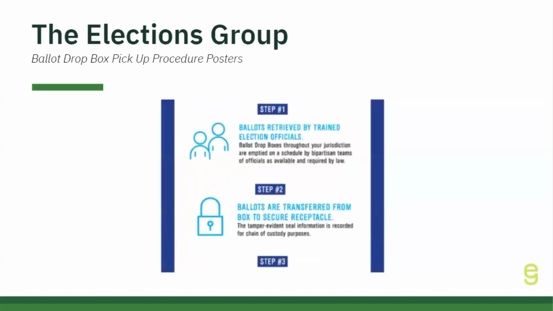The security and procedure posters are available to download in both PDF and PowerPoint formats. They describe how ballot drop boxes are locked and secured under video surveillance and professionally installed to prevent tampering and movement. Having these security measures and procedures identified is a simple way that you can help ensure trust and transparency.